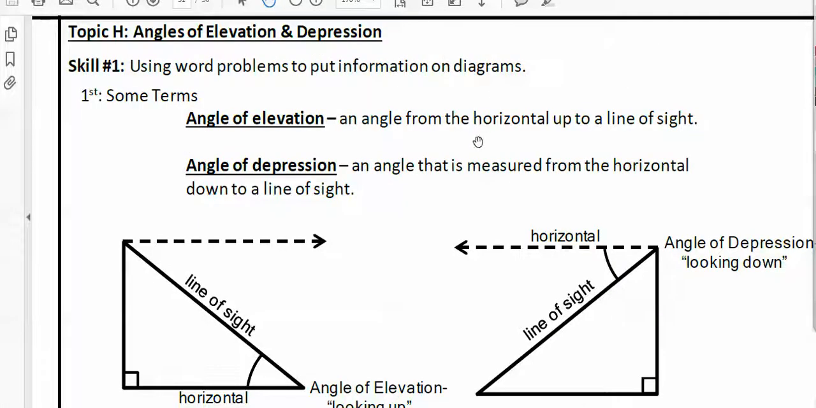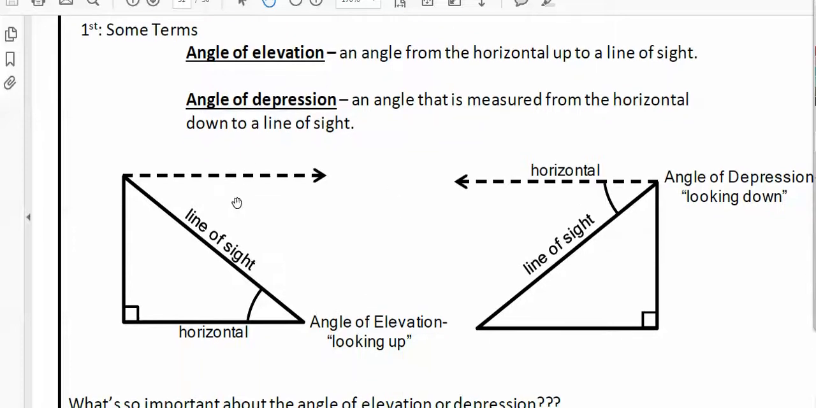Hey guys, and welcome to Topic H, Angles of Elevation and Depression. Before we look at word problems, we're going to have to look at a few vocabulary words, and then what we're going to do is just set these things up. So what is an angle of elevation and depression?